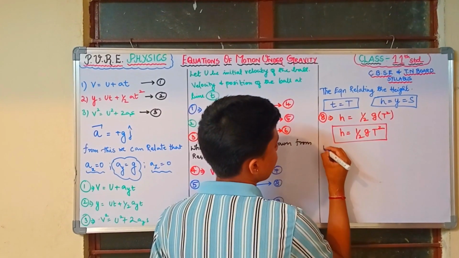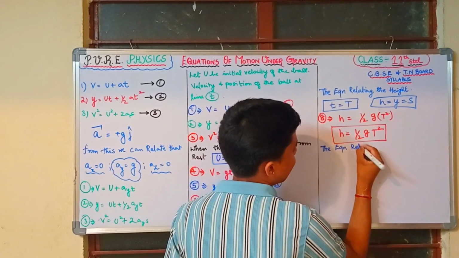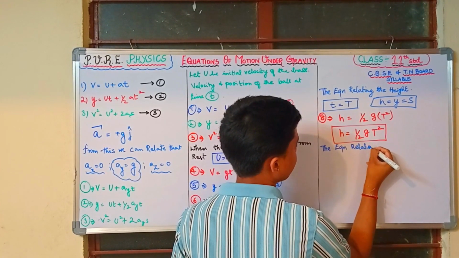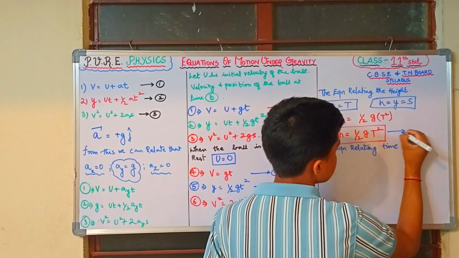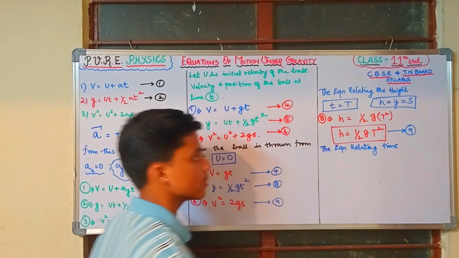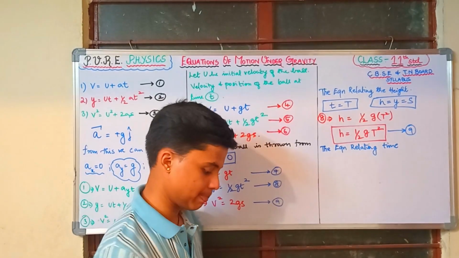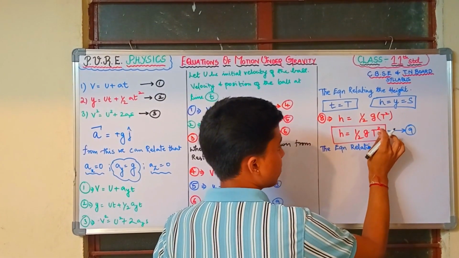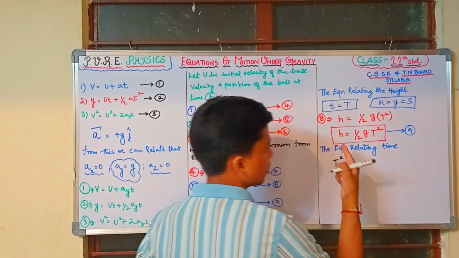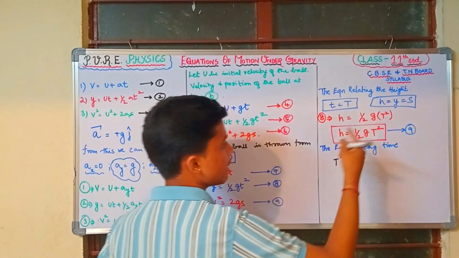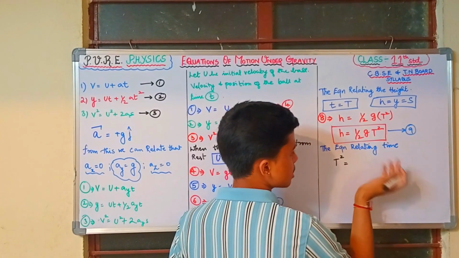Now I need to find the equation relating time. So this will be my equation 9. Now I'm going to use equation 9, rearrange it, and arrive at the equation for time. Therefore, I'll keep my t square on the right hand side. Therefore, t square is equal to, I'll bring the 1 by 2 and g to the left hand side, or transpose it.